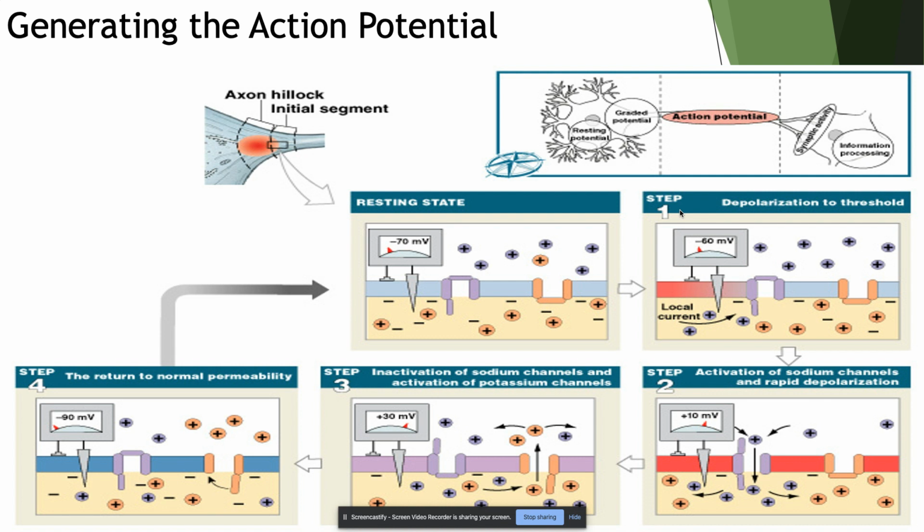This diagrams the steps that are involved in generating the action potential from the resting state. At normal resting potential, the activation gates of the voltage-gated sodium channels are closed. And the steps are as follows. One, the depolarization to threshold. Two, the activation of the voltage-gated sodium channels and rapid depolarization. Three, the inactivation of voltage-gated sodium channels and activation of voltage-gated potassium channels. And four, the closing of the voltage-gated potassium channels.